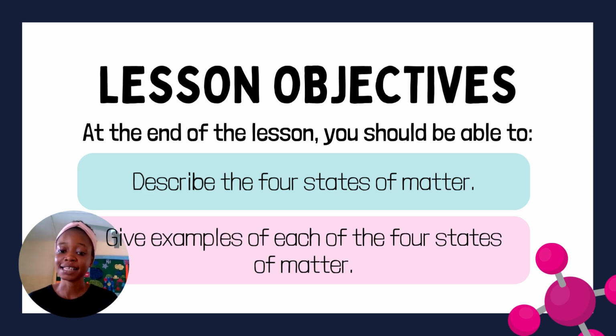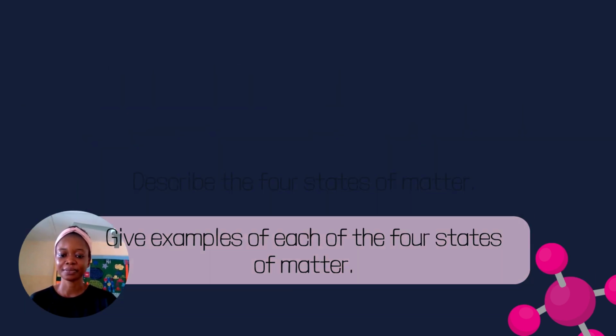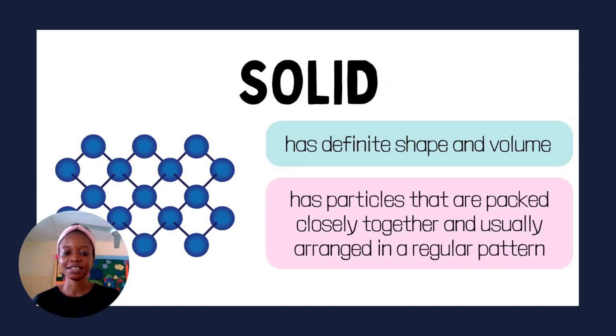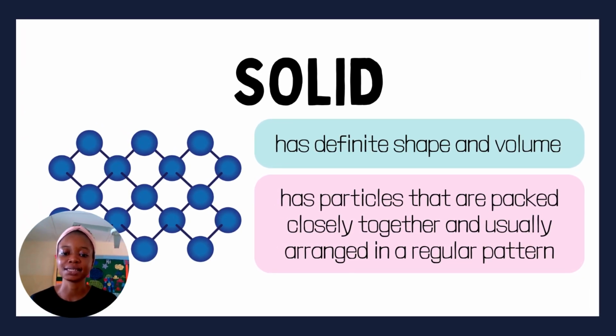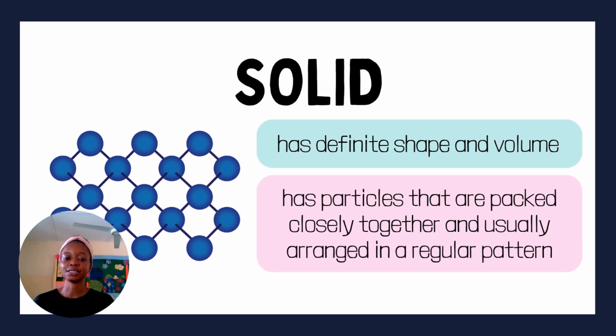As we all know, matter is anything that has weight and occupies space. So let's look at the various states of matter that we have and examples of these various states. The first state of matter we're going to be looking at is what we call the solid state.